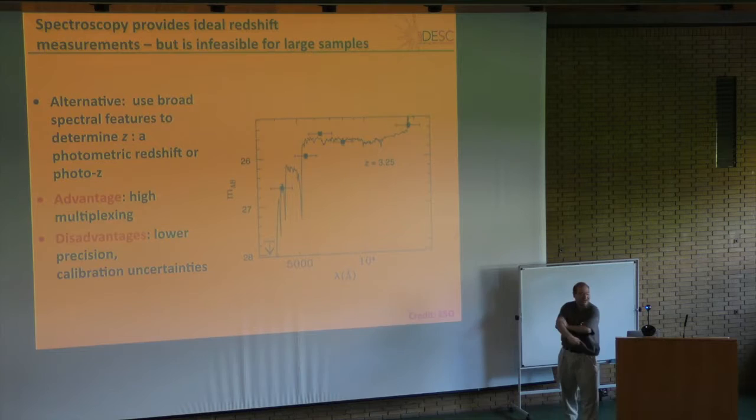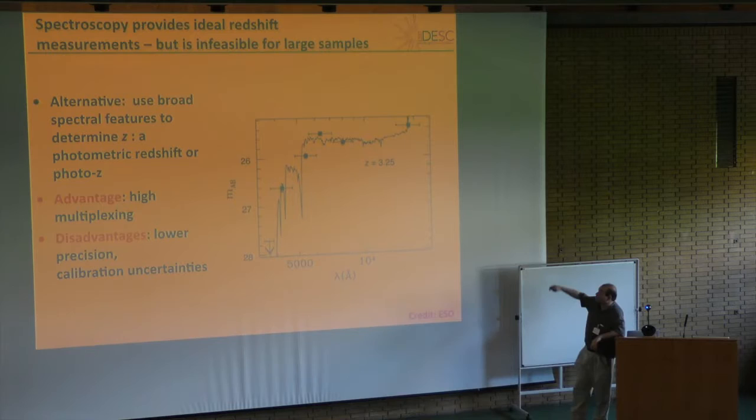So what we do is we use the broad features in a spectrum to determine redshifts. So if you detected this transition, this transition, this transition, you're able to identify from their wavelength ratio what those transitions are. And so if you had this detailed spectrum, you get the redshift right off, and it would be very secure because this is a unique ratio.